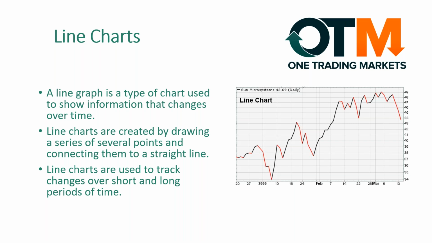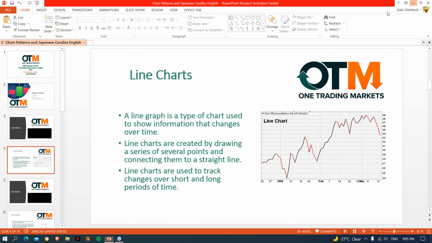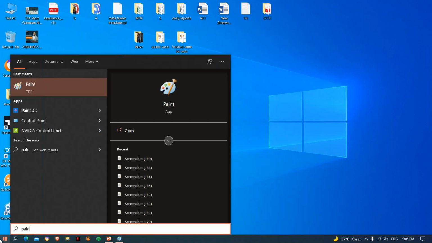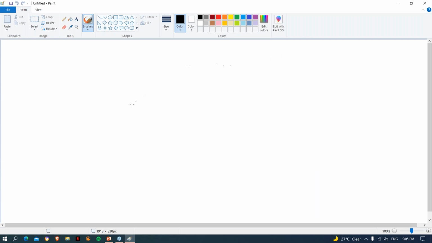A line chart graph is a type of chart used to show information that changes over time. Line charts are created by drawing a series of points and connecting them with a straight line. Line charts are used to track changes over short and long periods of time. Now, what does that basically mean? Let me show you my drawing skills, and I'll explain this over Paint.